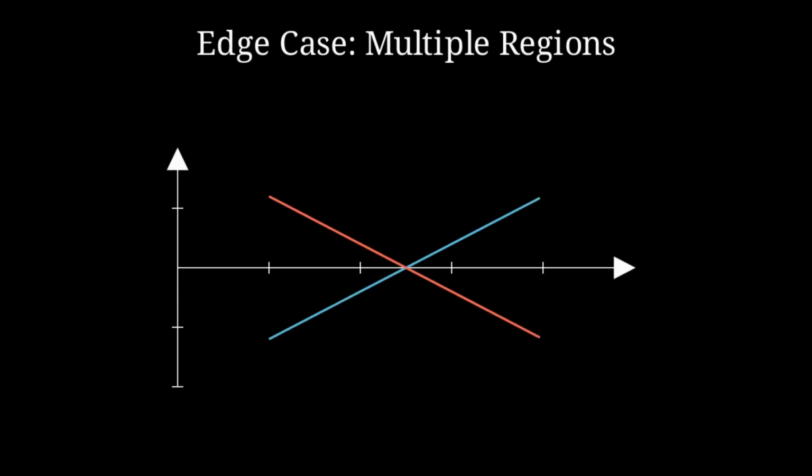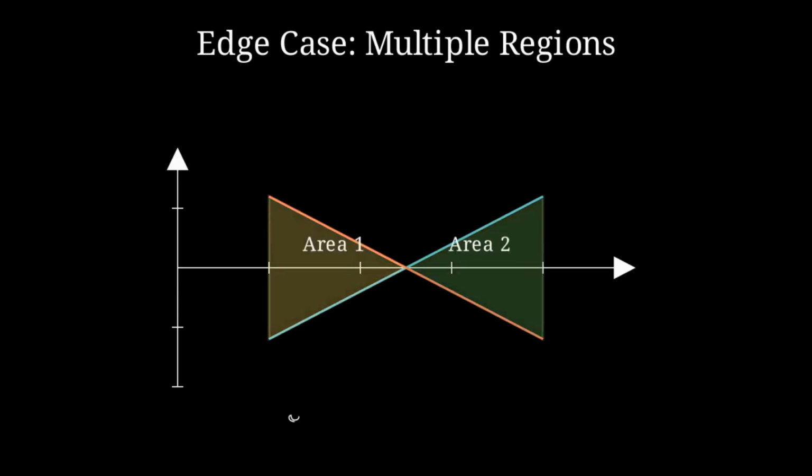Sometimes curves cross within the interval of integration. In this case, the inner and outer functions swap roles. To solve this, you must split the volume into two separate integrals, recalculating the radii for each section to ensure you are always subtracting the smaller volume from the larger one.